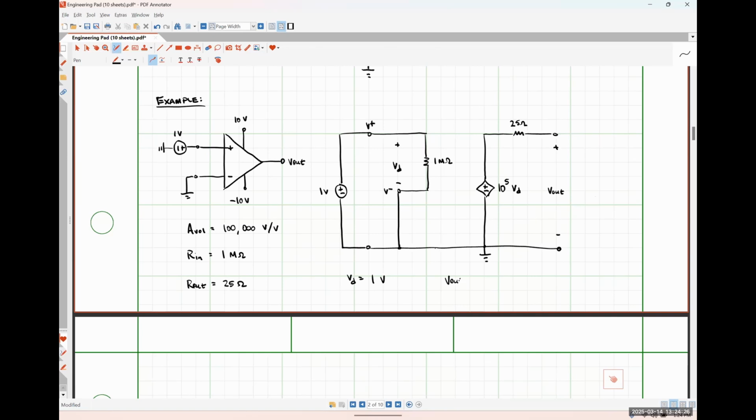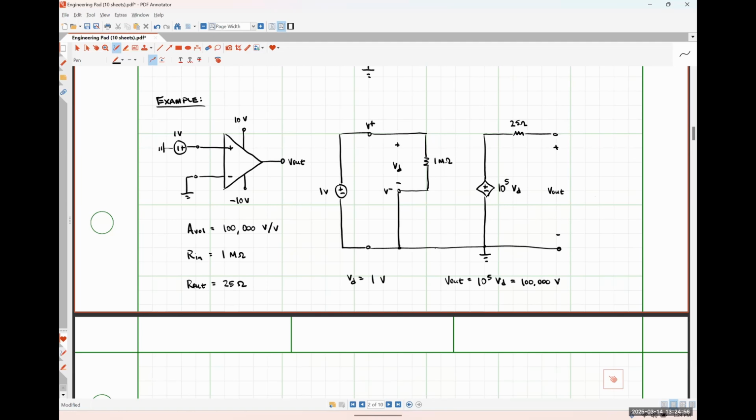Our output voltage in this case, because we don't have any load resistance, there's going to be no voltage drop across our 25 ohm resistor. There can't be any current flowing through it. So our output voltage is literally just going to be 10 to the 5 times VD. So that would be 100,000 volts, according to the practical op-amp model.